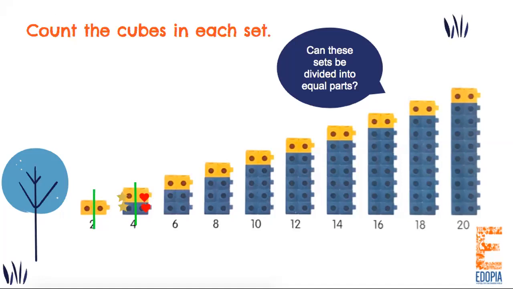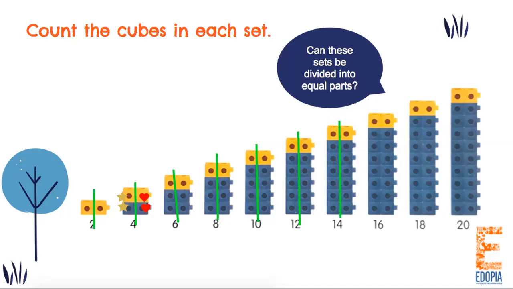So let's see if the same is true for number 6, for a group of 6 cubes. This group can be divided into two equal parts. 3 plus 3 makes 6. 4 plus 4 makes 8. 5 plus 5 makes 10. 6 plus 6 makes 12. 7 plus 7 makes 14.